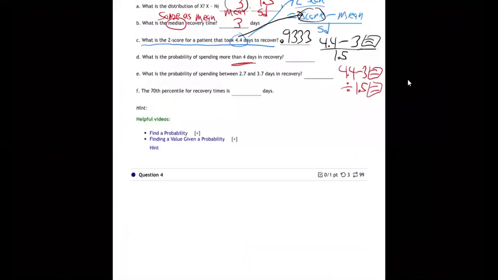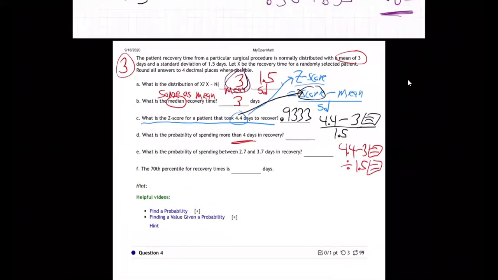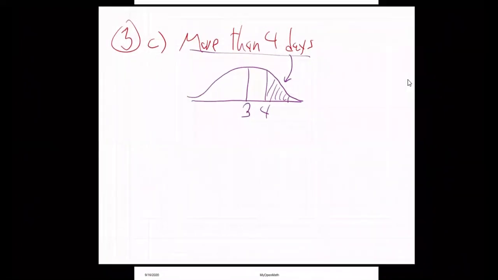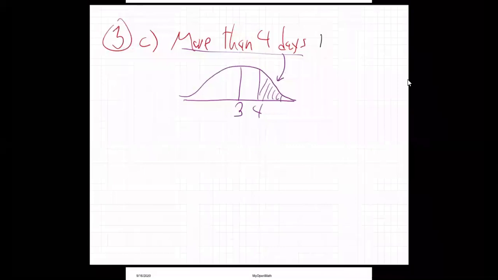Put the middle. What is the middle? I forgot. Mean is 3. And so more than 4 days. 4 would be here. More is to the right, isn't it? More than 4 days is to the right of 4. Okay. So what are we going to do? Well, if you go look at the notes, this is going to be normal CDF, because they're asking for a percentage, aren't they?